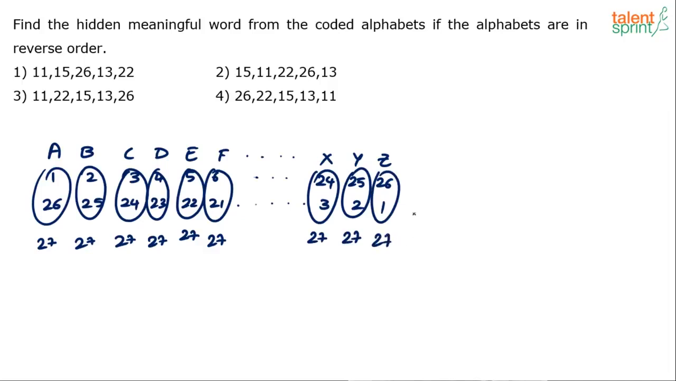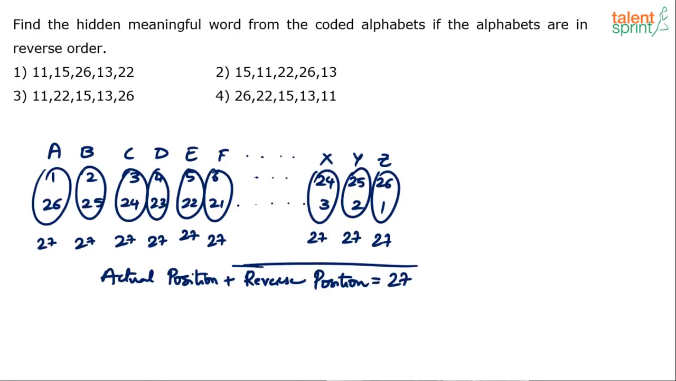So the simple thing that you have to keep in mind is that the actual position plus the reverse position is equal to 27. Just remember this, and it becomes really very easy for you to find the answers to such questions.